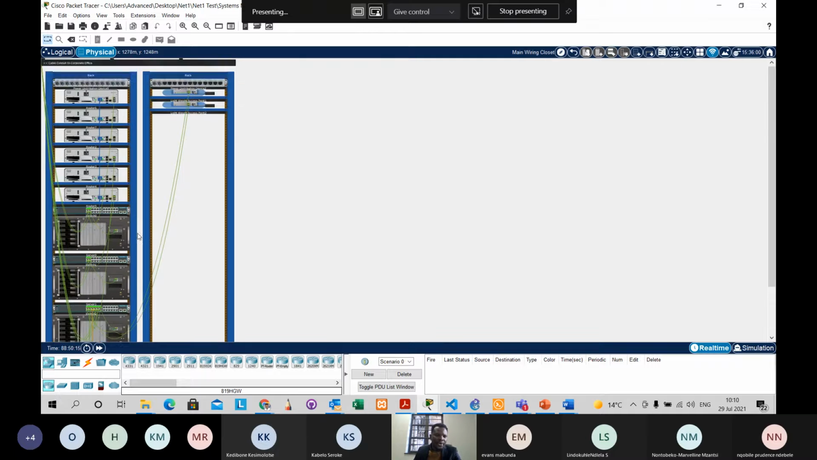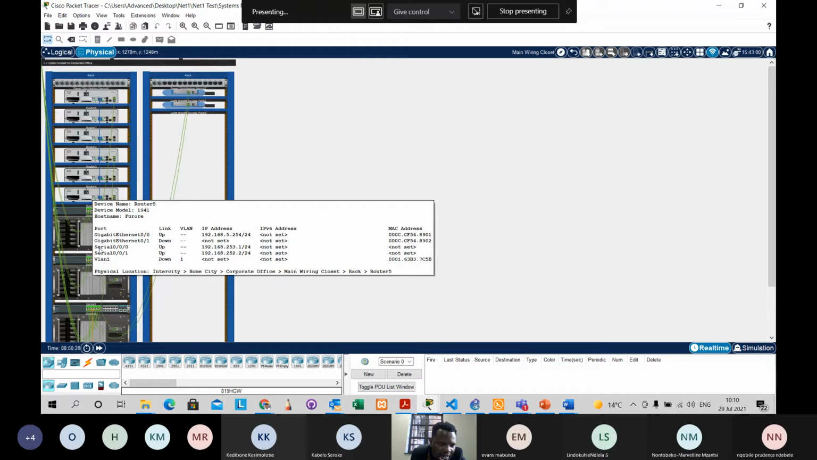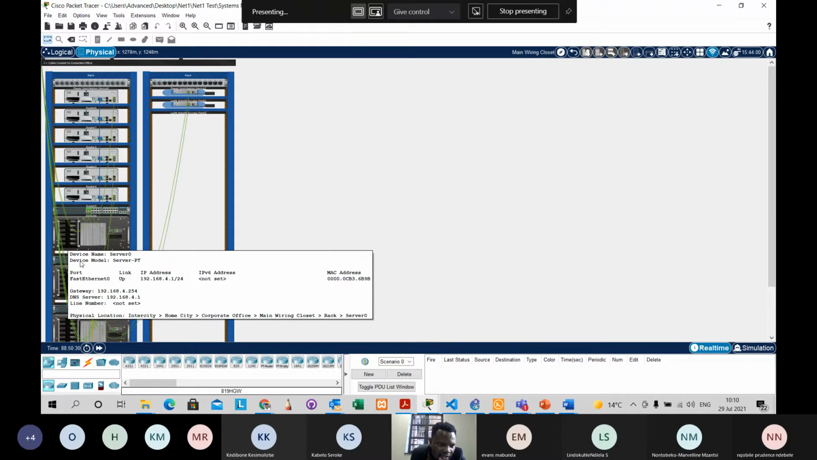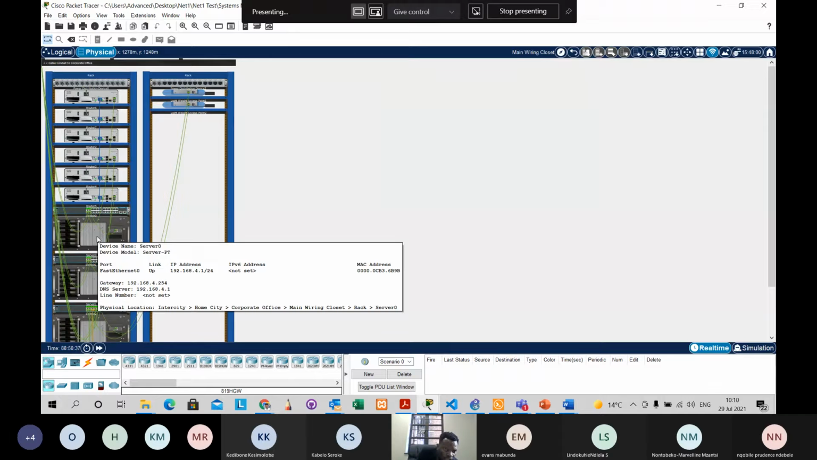So this is how it looks like physical, right? This part, we call it a rack. You can see at the top, I have a router. There's another router there. That's router number 7. I have another router number 5. And then here I have a server. I have another server. So let's say you're working for any organization, right? This is how the physical topology looks like. This is how the network looks like in any organization.